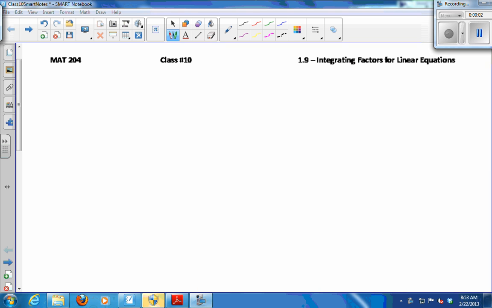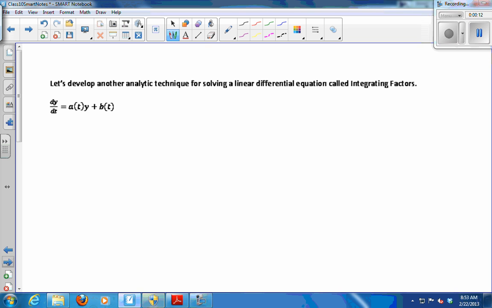1.9 is just another method for solving linear differential equations. Last class, we learned the method of undetermined coefficients. Today, we're going to learn another new method. It is more applicable. You can solve it for a wider variety of linear differential equations.